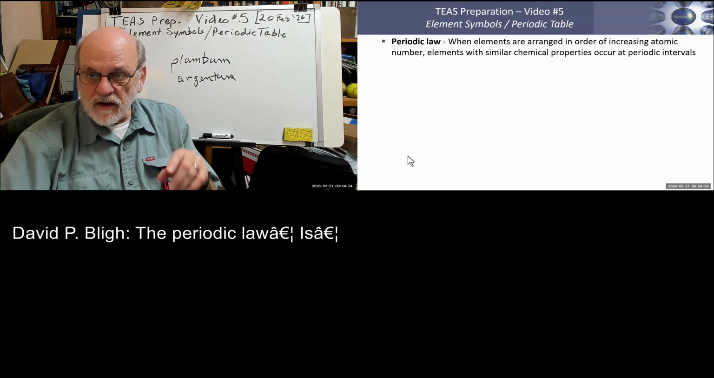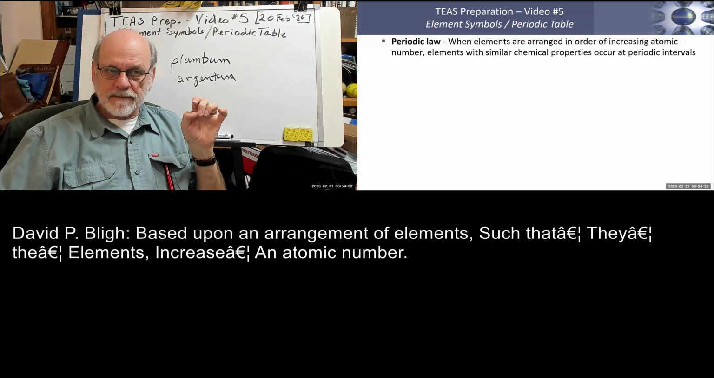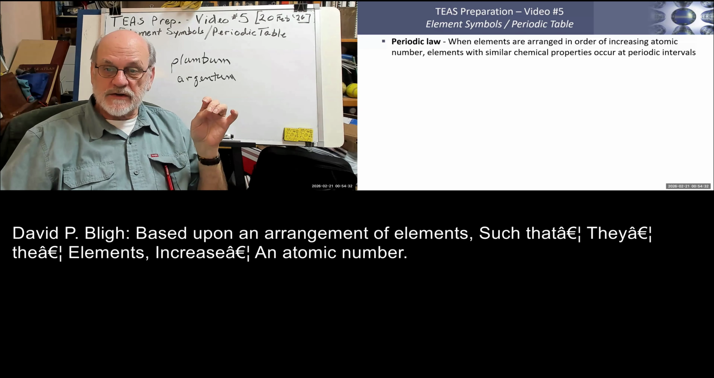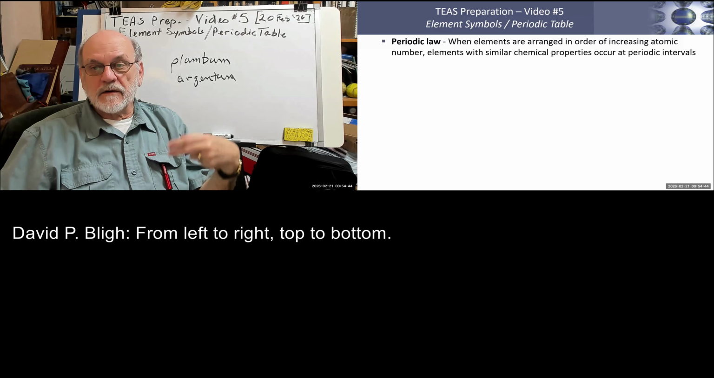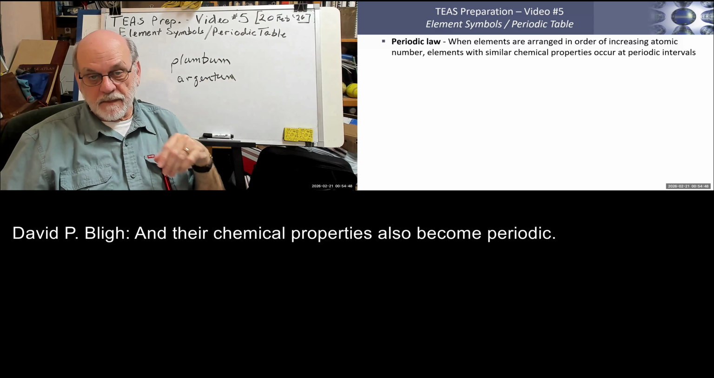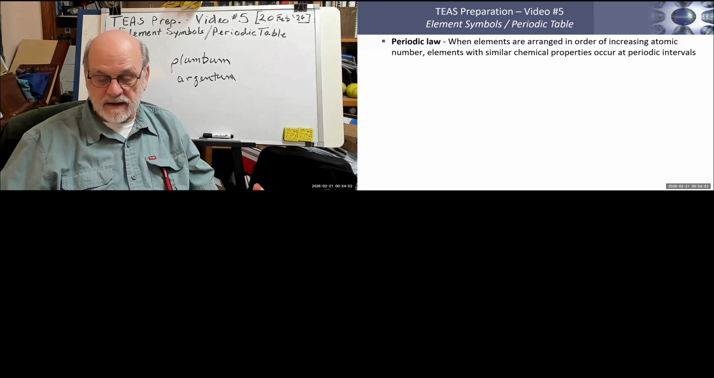The periodic law is based upon an arrangement of elements such that the elements increase in atomic number from left to right, top to bottom. And their chemical properties also become periodic.